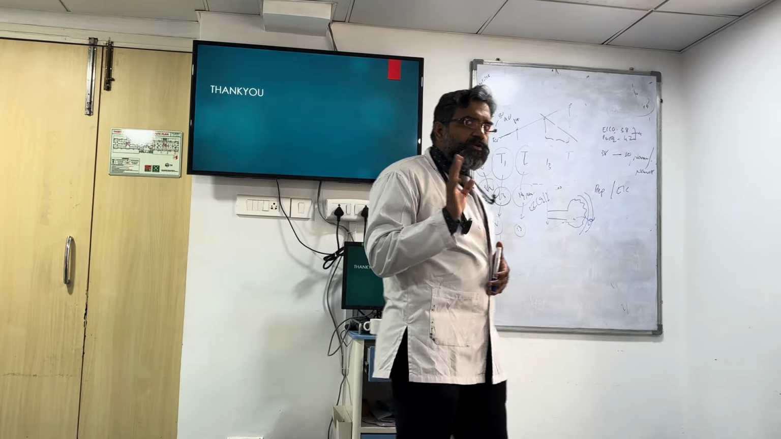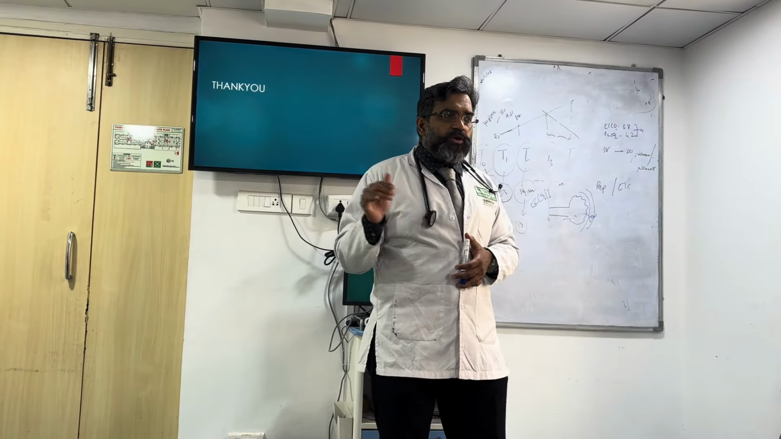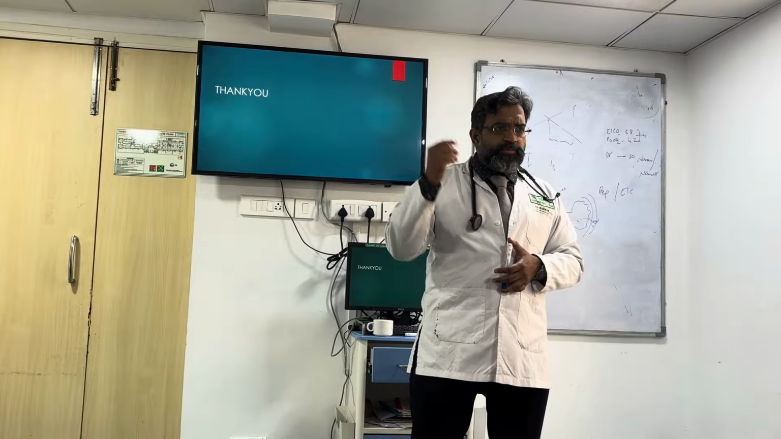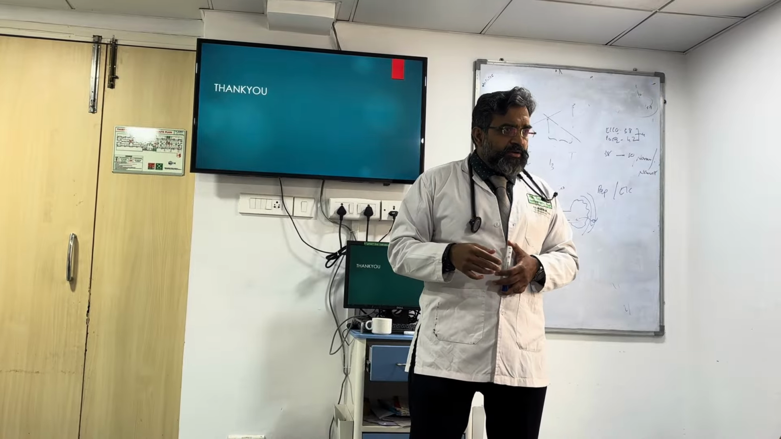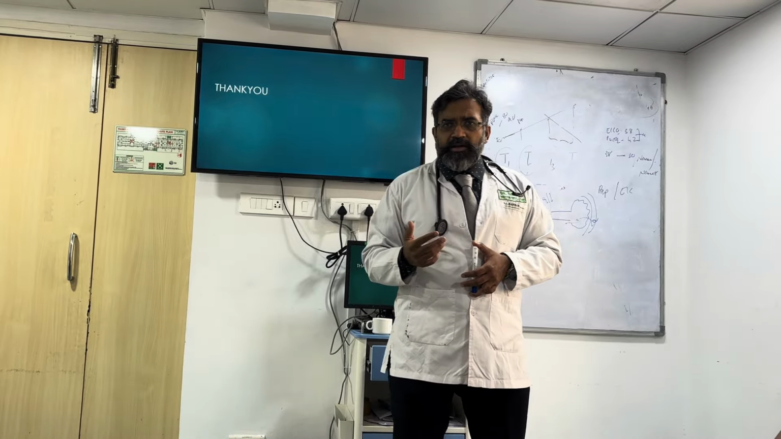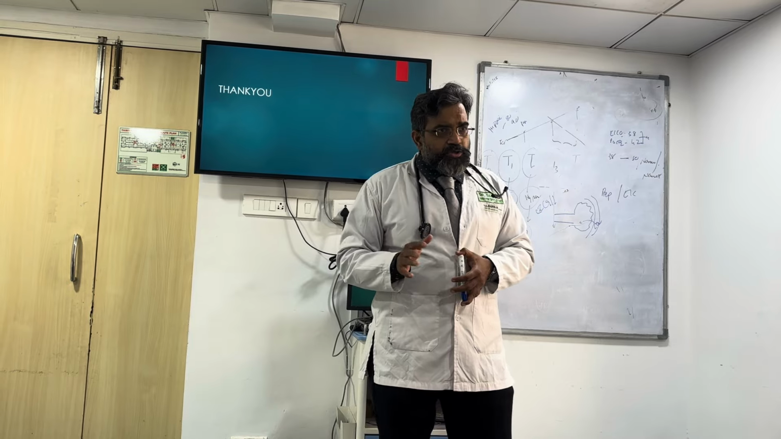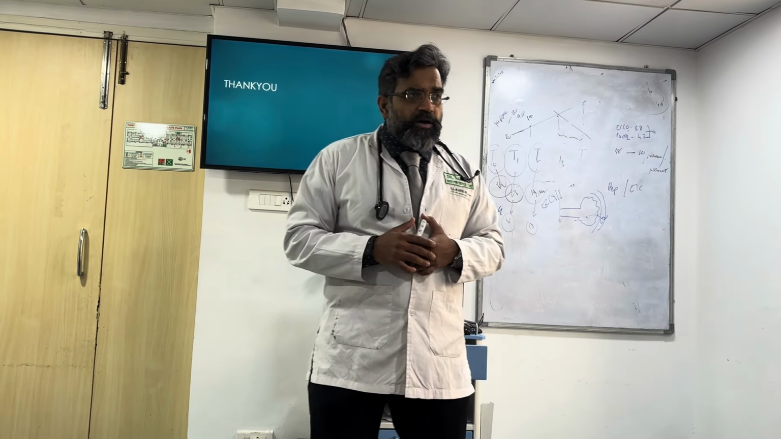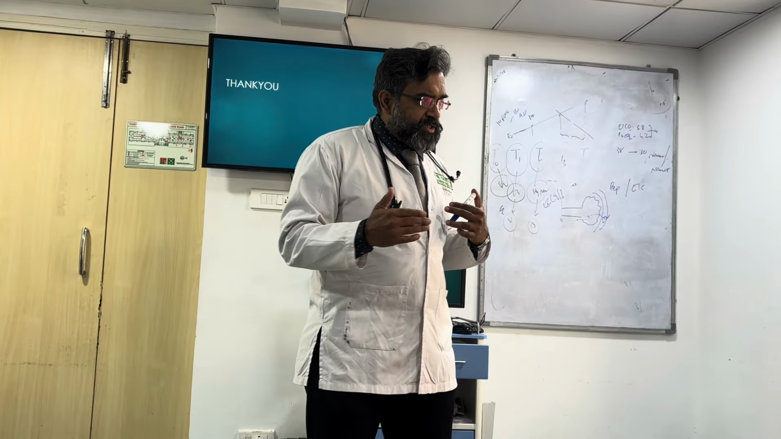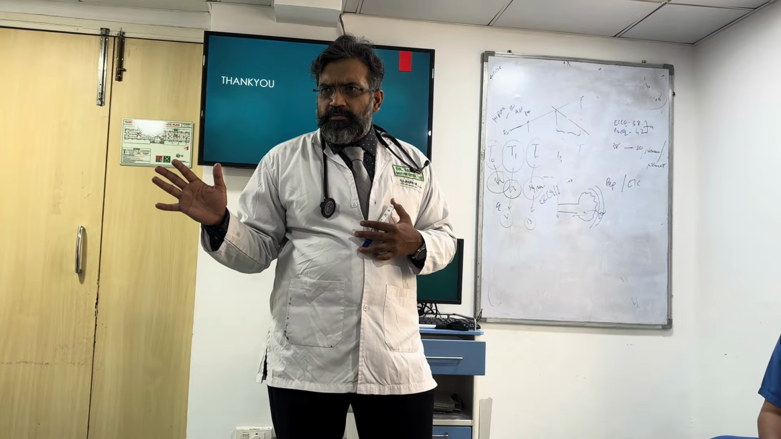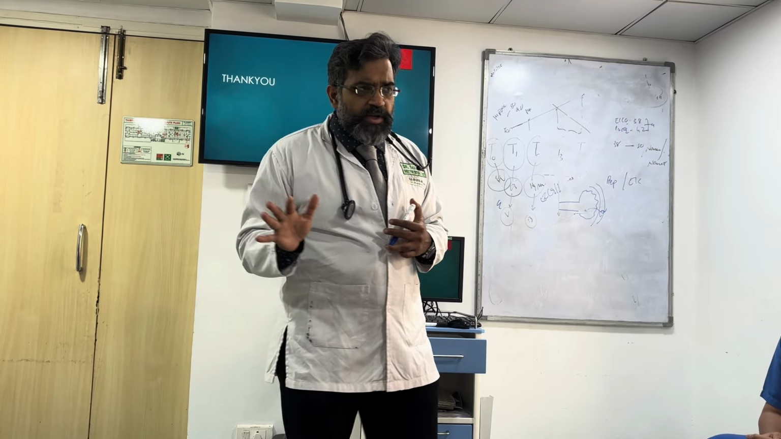So for a transient rise, you don't call it raised ICP. You don't kick in your management. Today, if I am on a ventilator and I cough violently, my ICP will go up and come down immediately. So it cannot be a transient rise of ICP. It has to be a rise of more than 22 millimeters of mercury for more than 15 minutes. Clear on this till now? Clear what is raised ICP?